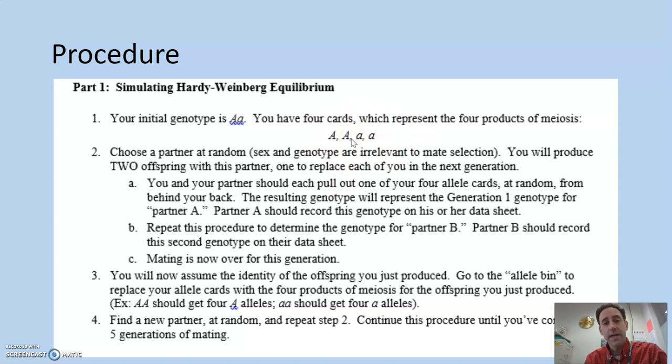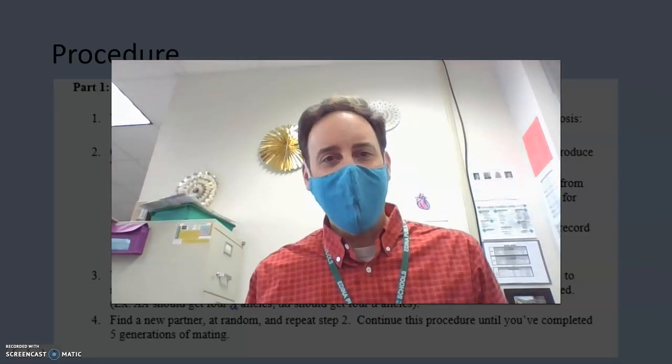And then we're going to engage in a simulation of random mating, where each individual passes on 1 allele to the next generation. So you're going to need to find a partner. Give me a second. Great news, everybody. I found a partner.